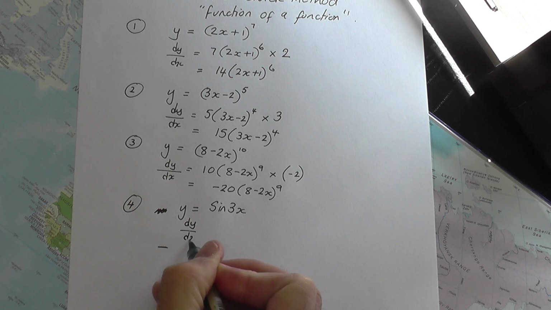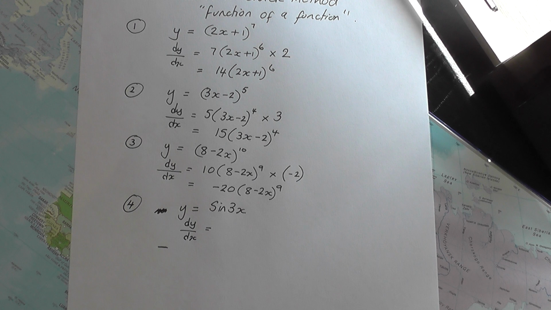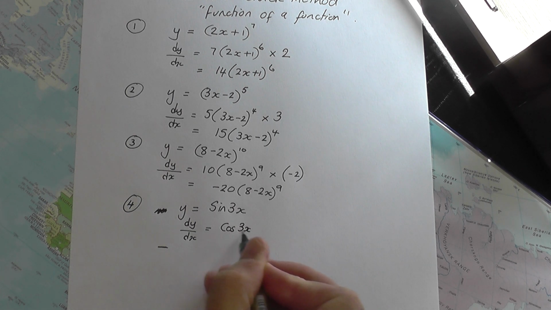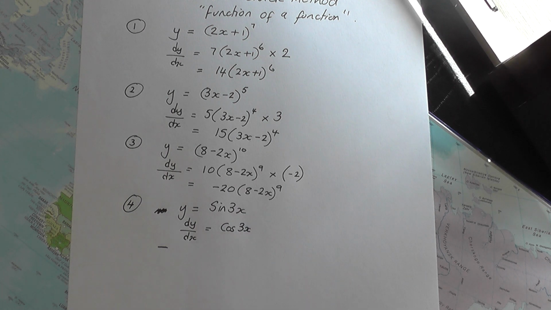So to get dy by dx, you say, what do you get if you differentiate sine? Well, if you know your standard results, you know it's cos. So you get cos of the same angle. 3x, if that's 7x, that would be 7x. This is 3x, so that's 3x. So that's dealt with the sine differentiation, but you haven't finished.